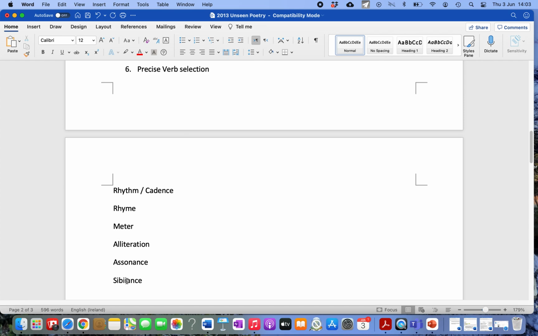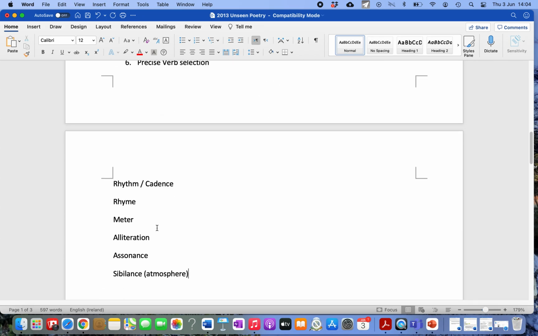And then the other thing to mention about sibilance is that sibilance is very, very important when it comes to atmosphere. Okay, so that's something to consider. So you think about imagery, then you're thinking about rhythm and cadence. You can talk about stuff like that when you're looking at your unseen poem.